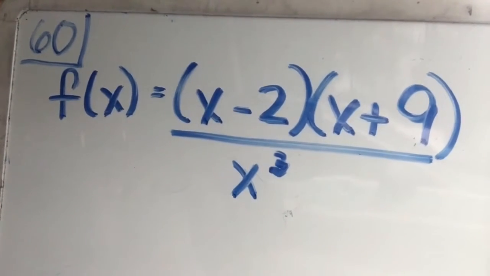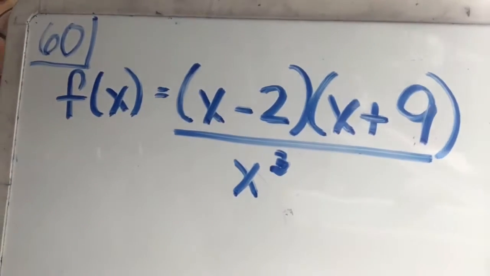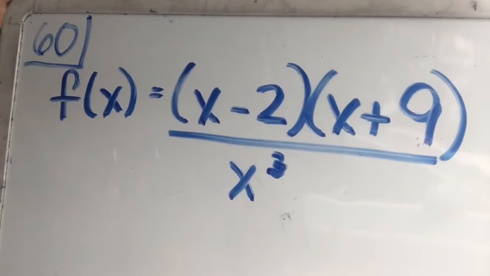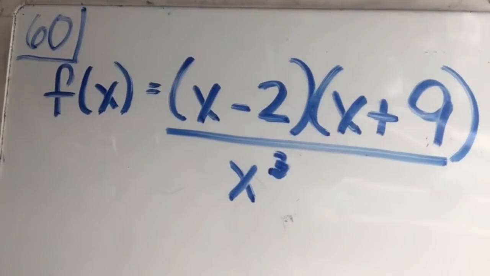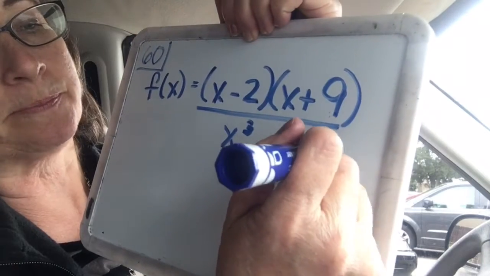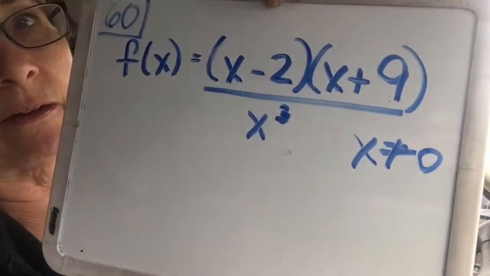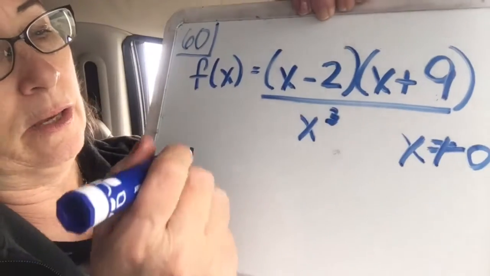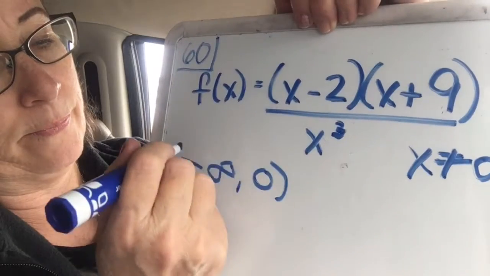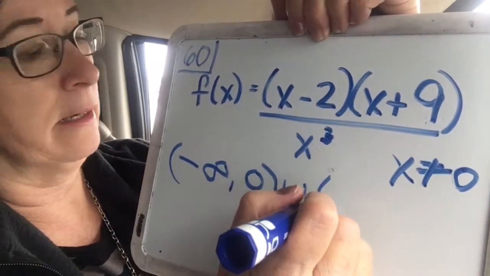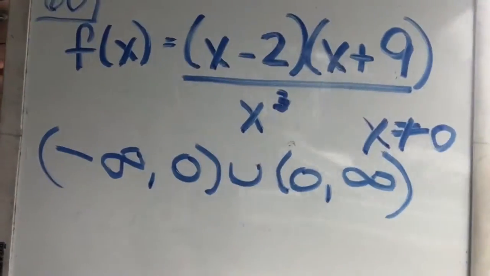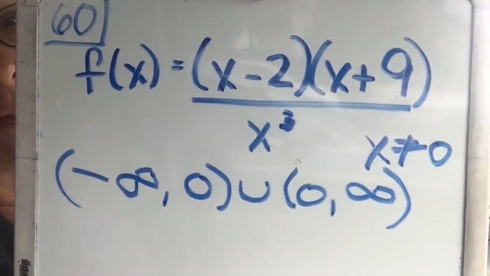The denominator cannot go to 0. So the domain is influenced by that x, which if the x was 0, your function would be undefined. Therefore, we say, well, x cannot be 0. But to write that correctly in interval notation, we would say negative infinity to 0, union 0 to positive infinity. And that would be how we would write that domain in interval notation.